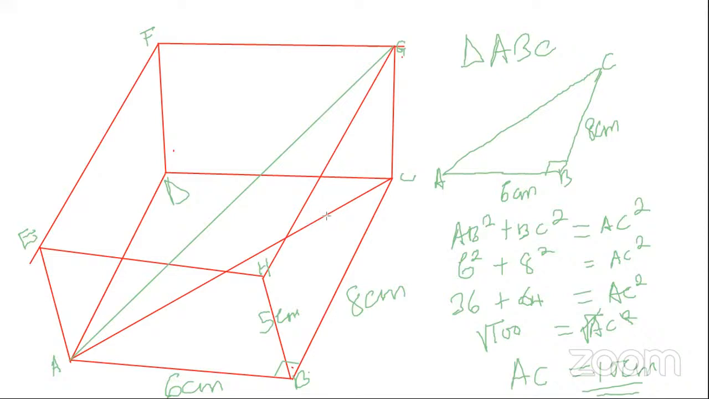So we had obtained our line AC. So we shall pick a triangle, which is, we shall pick a triangle ACG. And the ACG has a height of 5 here. And then we had calculated AC as 10. So we are going to get 10 squared plus 5 squared is equal to AG squared.